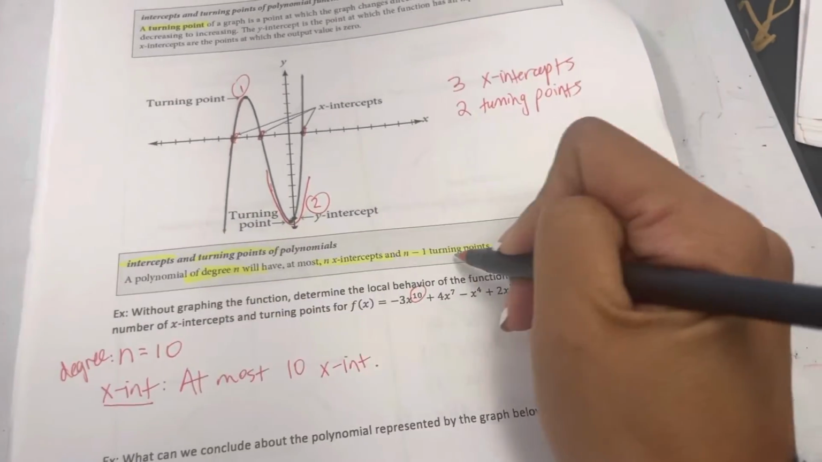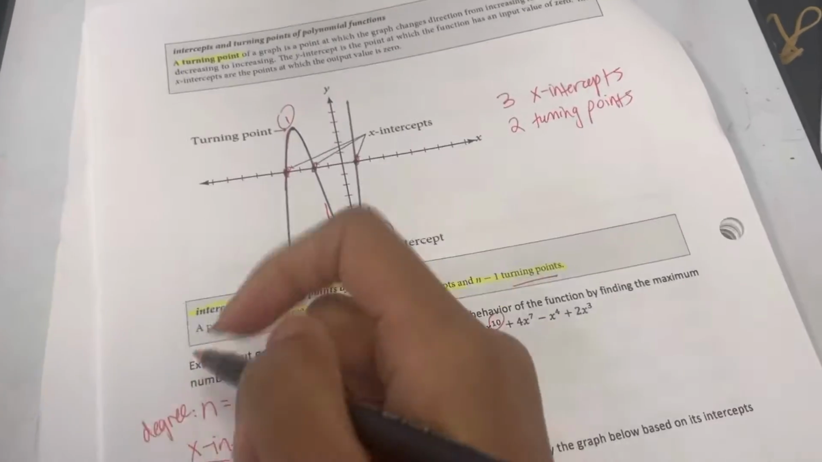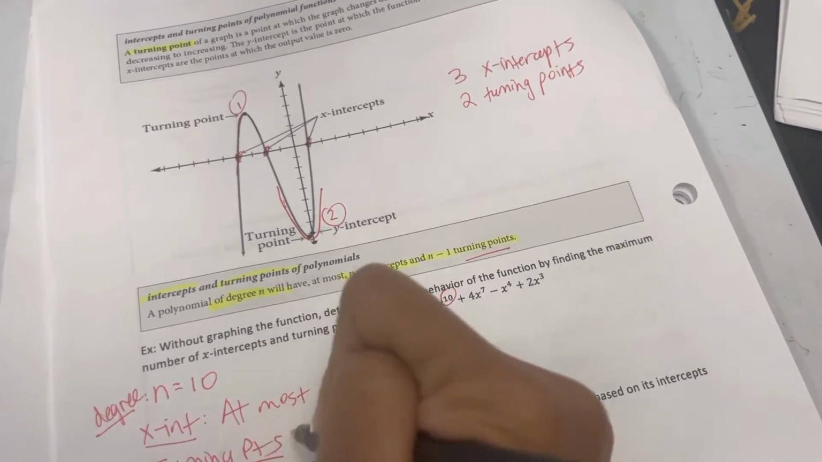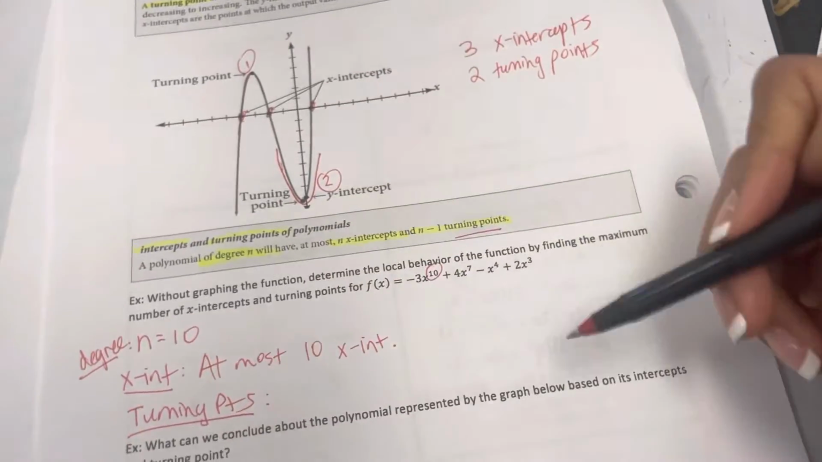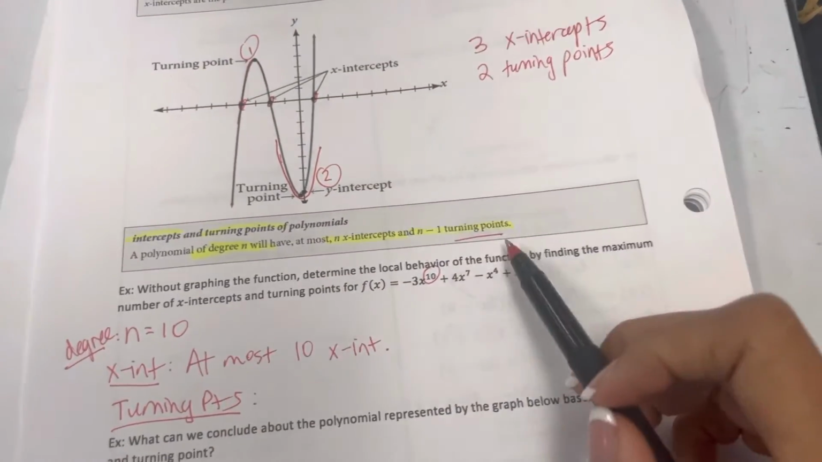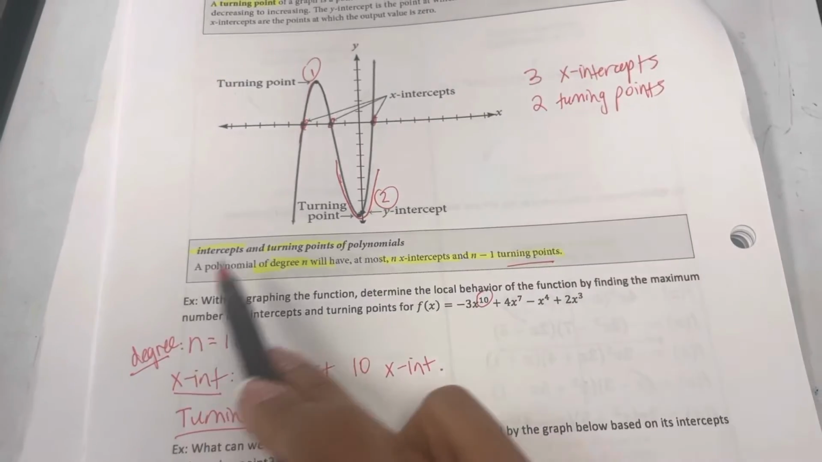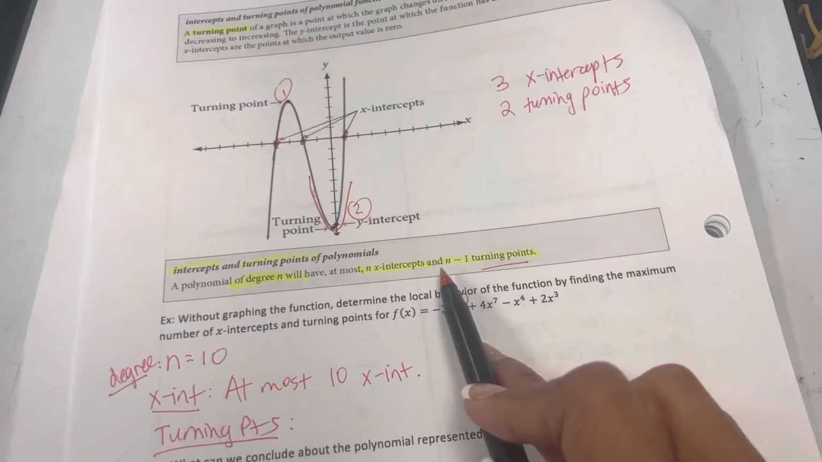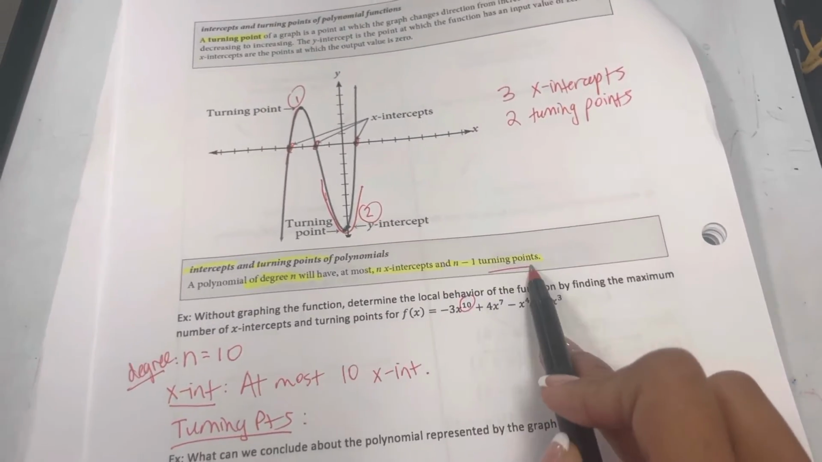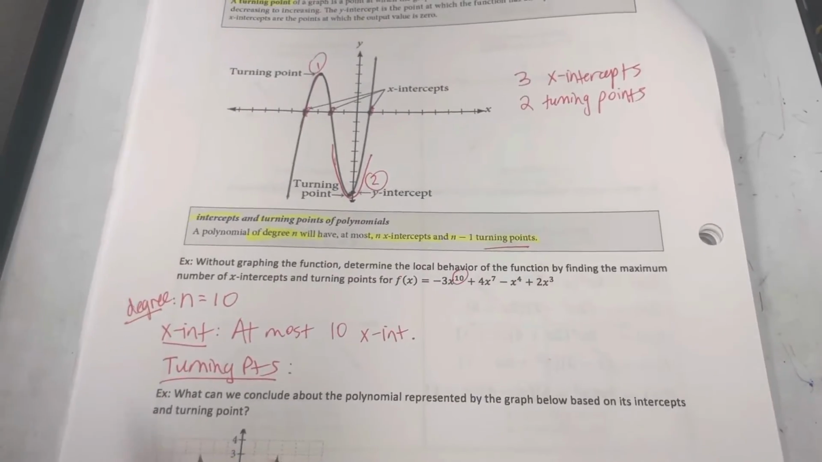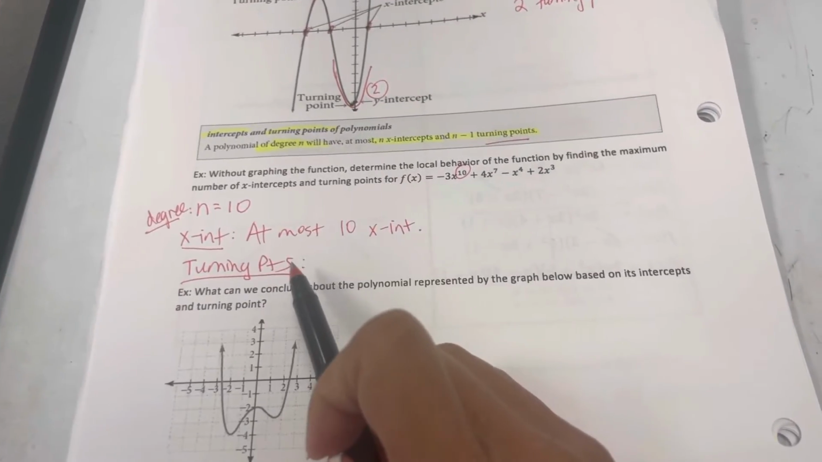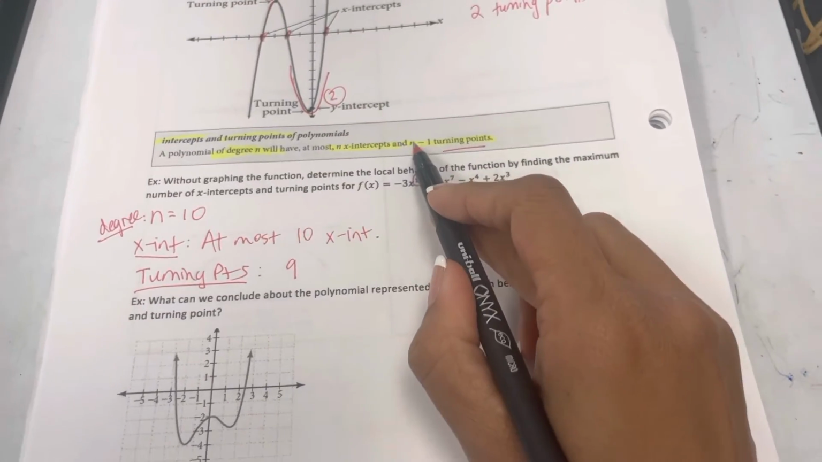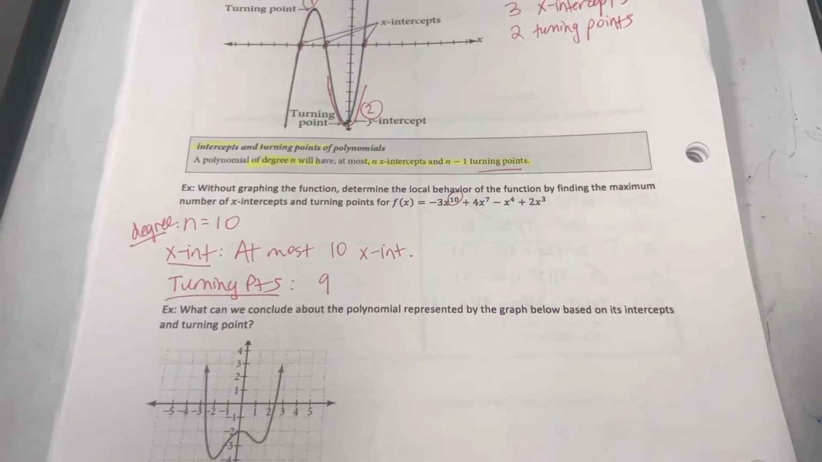And then turning points. So this is degree. So turning points: how many times is it going to switch direction? How many times is it going to go up and down? So here the definition says a polynomial of degree n will have at most n x-intercepts and n minus 1 turning points. So for this problem, how many turning points am I going to have? 9. And how did you get 9? 10 minus 1. So pretty simple.